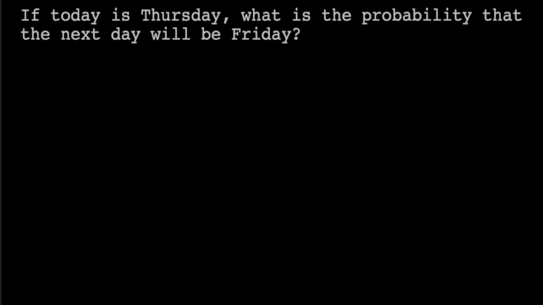If today is Thursday, what is the probability that the next day will be Friday? Definitely, the next day is going to be Friday. To present this, you say the probability that the next day is going to be Friday is equal to 1. 100% certain. You are seeing it now? 100% sure that it's going to be 1.